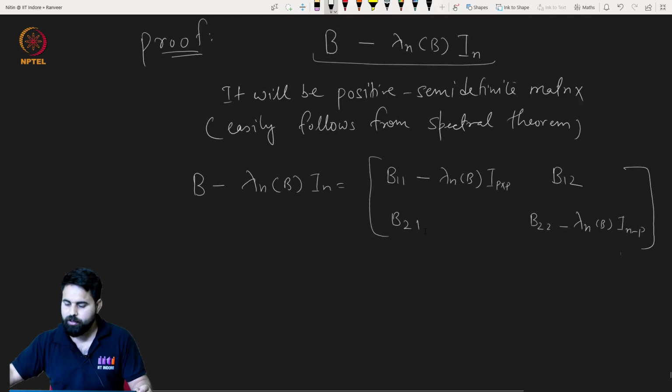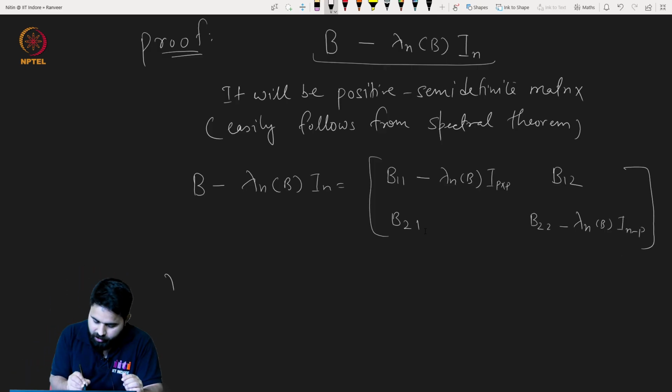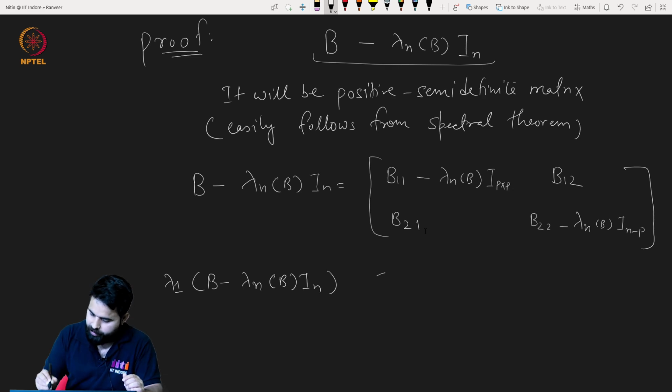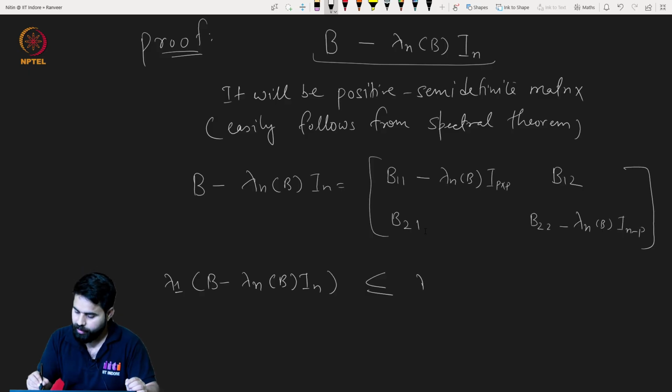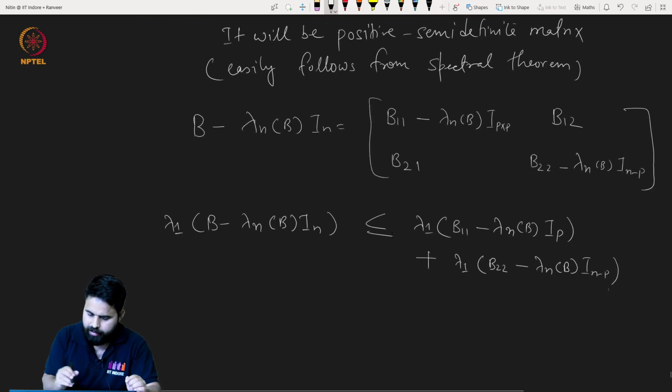Very good. Now make use of the last result of the last lecture. That means lambda 1 of this matrix, because this is a positive semi-definite matrix, is always less than or equal to lambda 1 of B11 minus lambda n of B times the identity I p, plus lambda 1 of B22 minus lambda n of B times I n minus p. Very good. Now the next thing is, what are the eigenvalues of this?